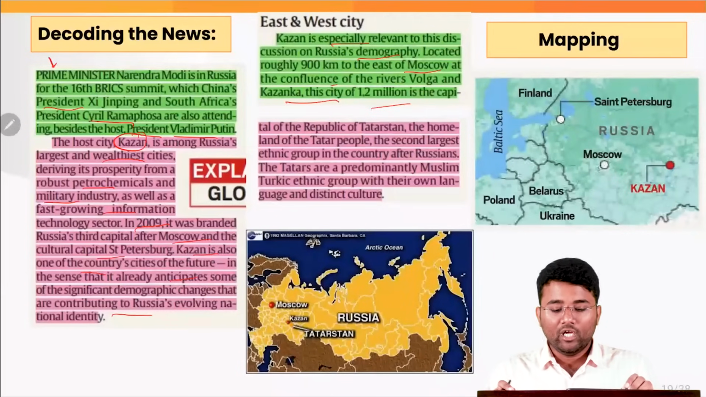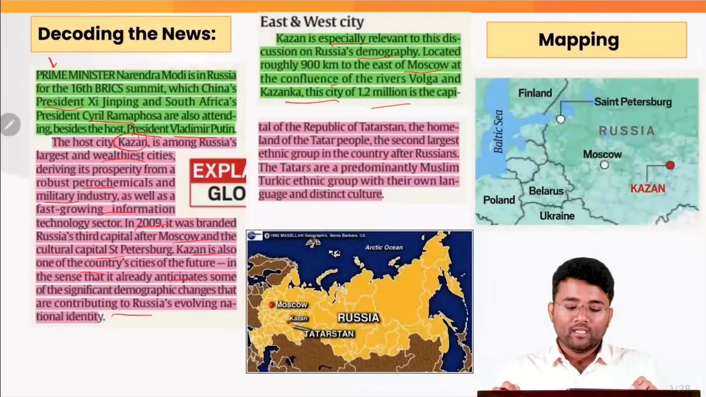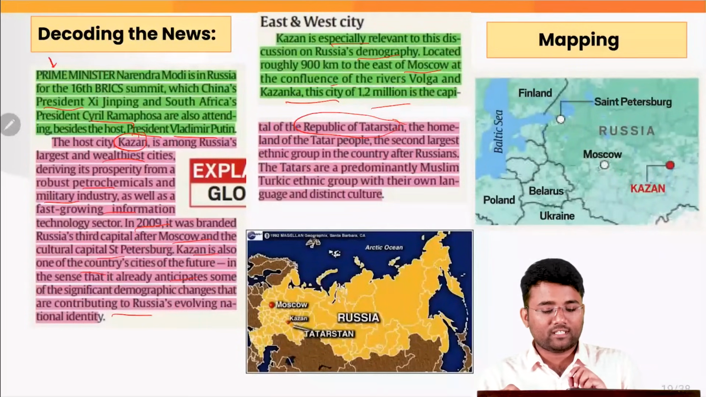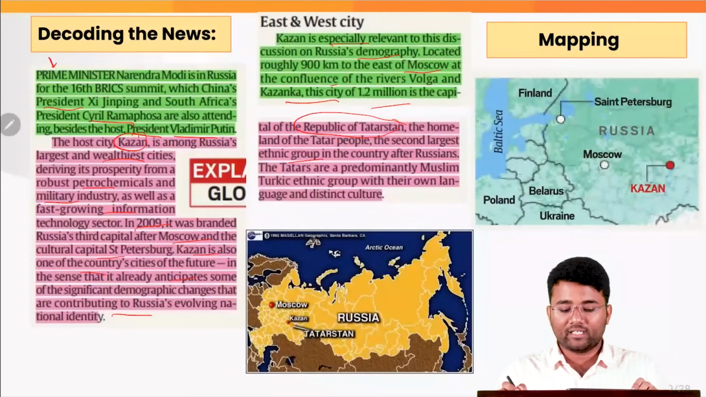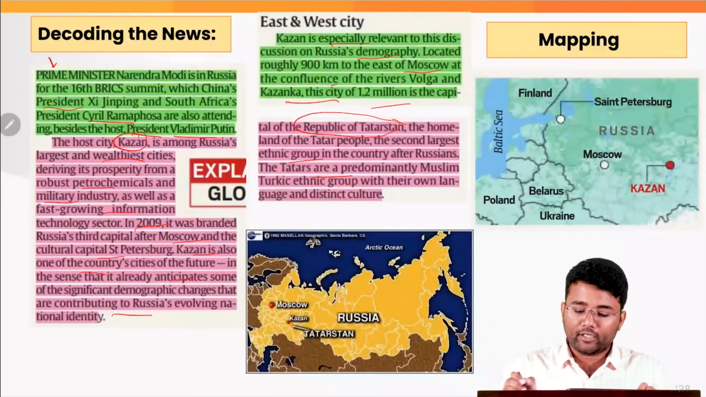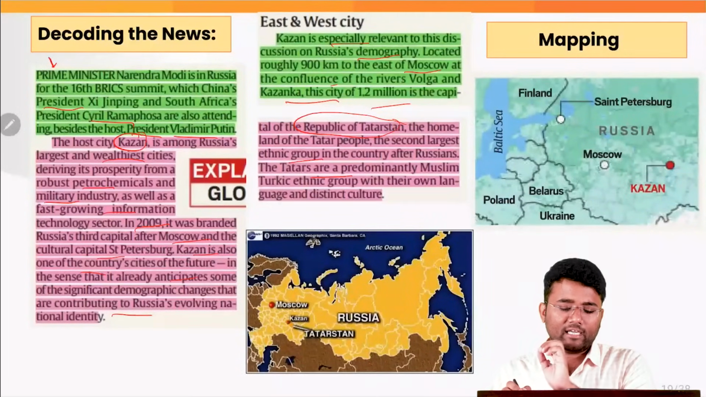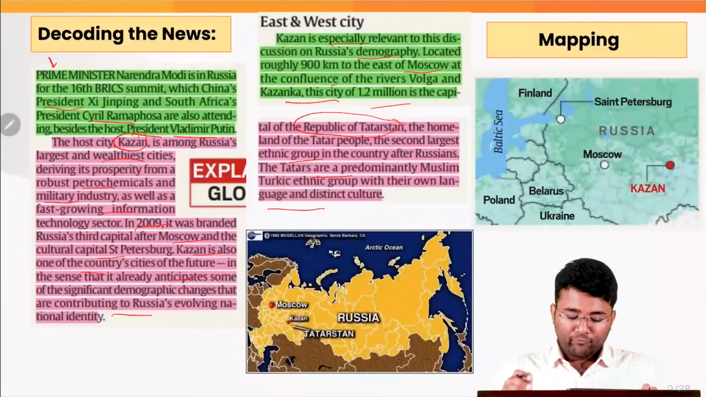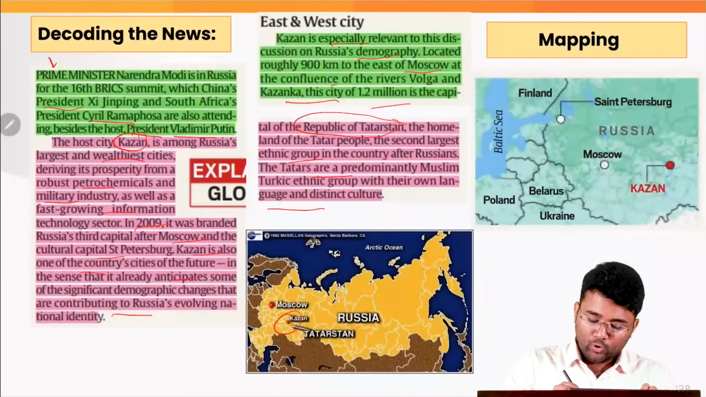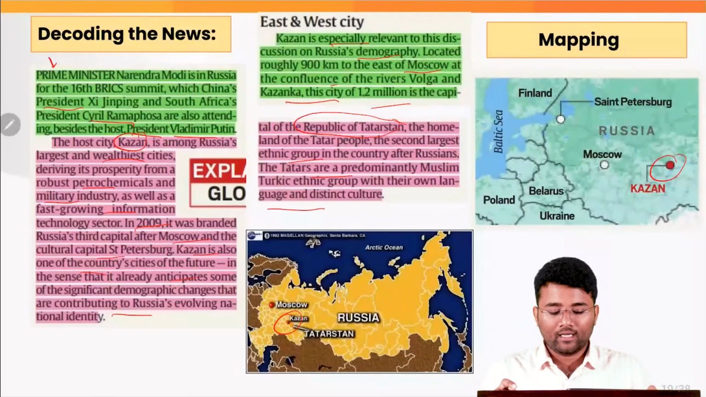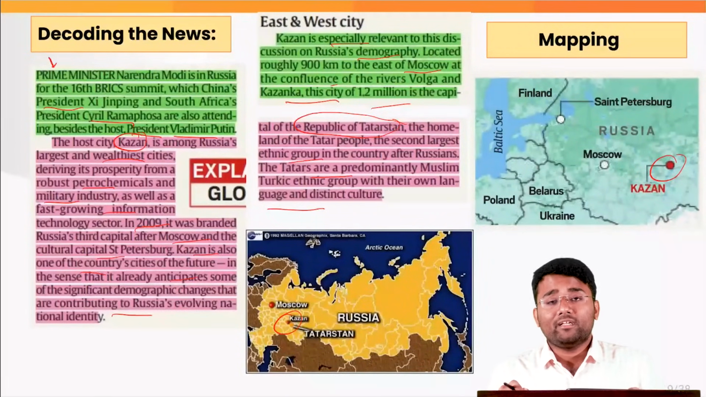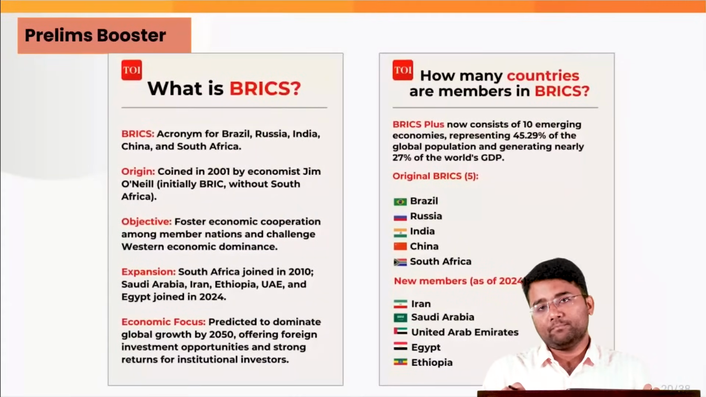This city has 1.2 million people and is the capital of the Republic of Tatarstan, the homeland of the Tatar people, the second largest ethnic group in the country after Russians. Tatars are a predominantly Muslim Turkic ethnic group with their own language and distinct culture. If you look at the location, this is the location of Kazan in Russia. This particular place can be important for your prelims exam from a mapping perspective.